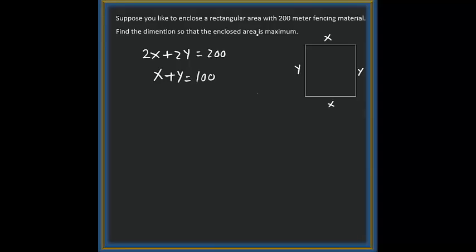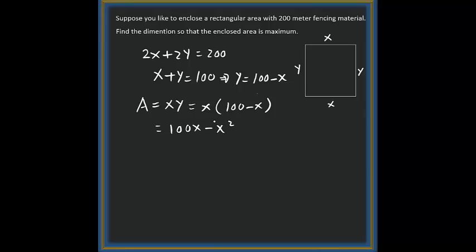Now our objective is to find the area which will be maximum. So we know that the area of a rectangle is x times y. Now from this we can find y in terms of x, which is 100 minus x. Then put it back for y, so you have x times 100 minus x. So that gives me 100x minus x squared.